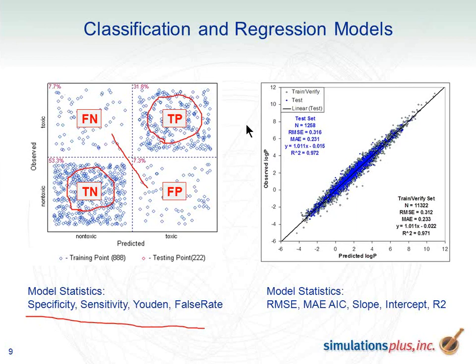Over on the right-hand side, we have a regression model. This is for our log P model. So we have the observed values and the predicted values. This is a continuous variable model, in other words. And we get excellent statistics in both the test set and the training set with R-squareds above 0.97 for both of those.